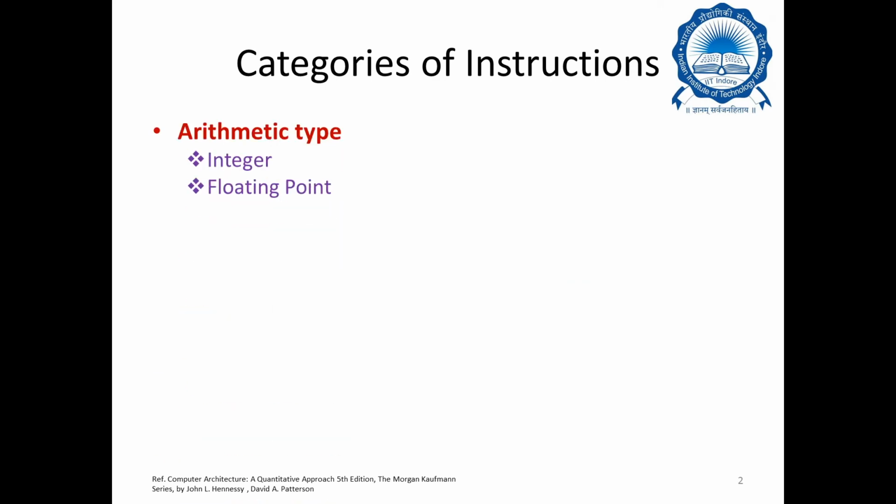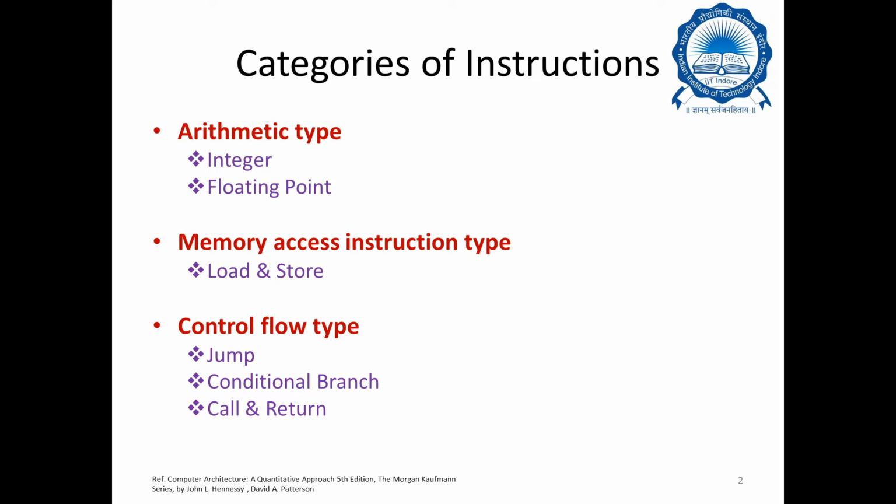So let us first have a look at the categories of instruction. The first type is the arithmetic type. It can be further classified into integer and floating point. The second is the memory access instruction type, which usually comprises instructions that are load and store based. The third is the control flow type, which comprises three types of instructions: jump based, conditional branching, and call and return. So when I'm referring to arithmetic instruction types, we could have two types of arithmetic: one is integer based, the second is floating point based. So instructions for these could vary accordingly.